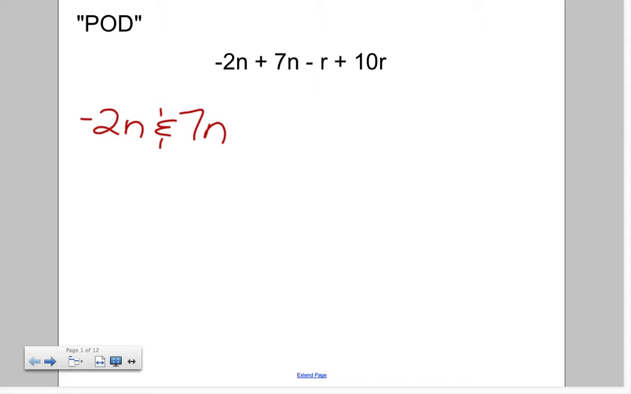Is there any other like terms in there? Sam? Negative r and 10r. Mm-hmm. Now, you just told me how many terms there were. You told me what terms were alike. Now, could you simplify this if I asked you to simplify it?